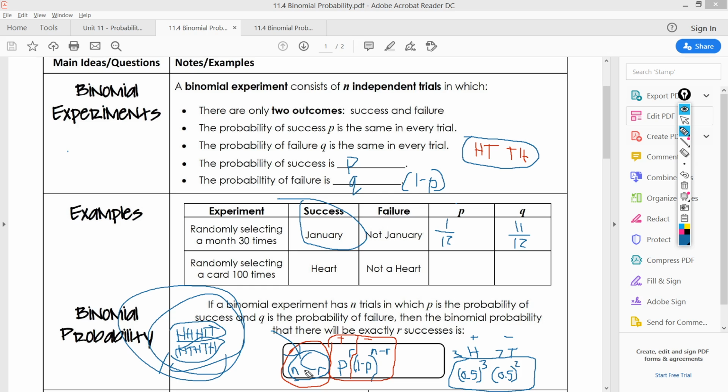So my total probability, my n choose r. How many am I doing? 5 factorial divided by n minus r factorial. That's 5 minus 3, so 2 factorial, divided by r factorial, which is 3 factorial. So you have 5 factorial divided by 2 factorial times 3 factorial. What is that?